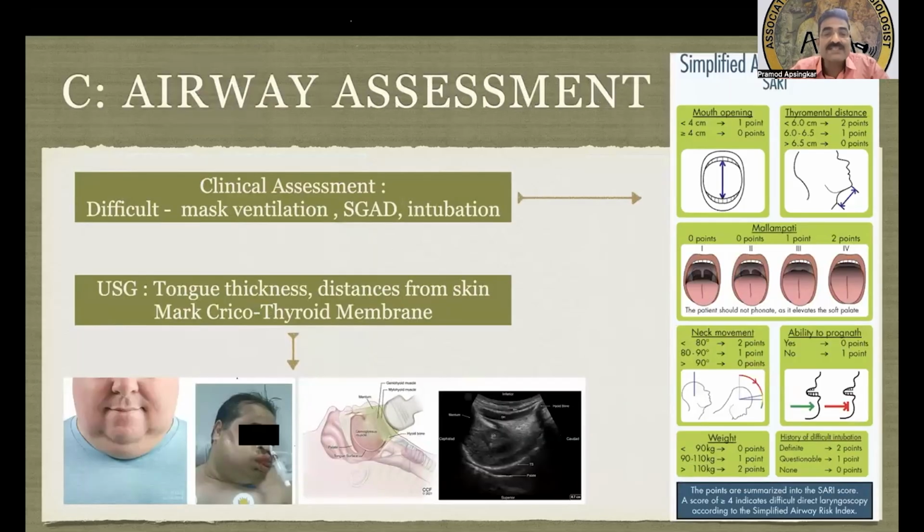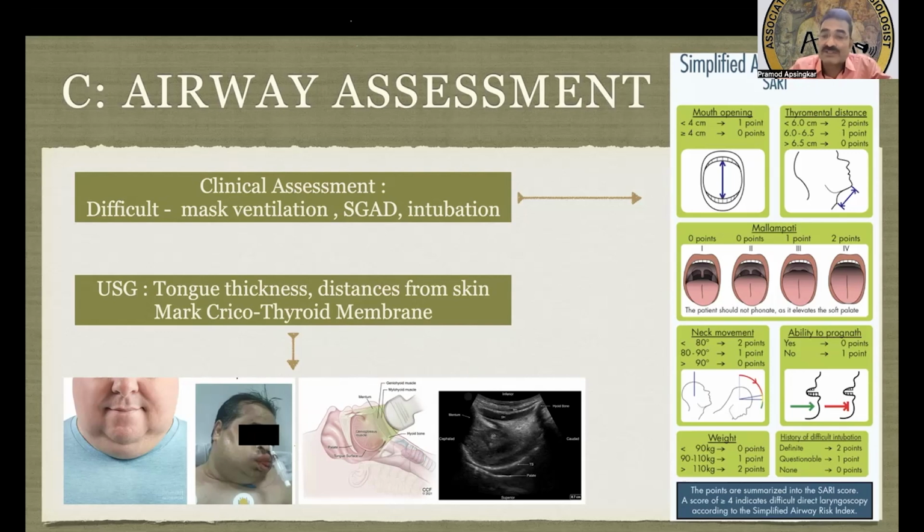We have to assess the airway, because any obese patient should be considered a difficult airway. So the clinical assessment is, as usual, the very simple airway risk index, that is SARI. We have to assess mouth opening if it is less than 4 centimeters, thyromental distance less than 6 centimeters, Mallampati grading 4, 5, reduced neck movement, reduced prognathism, weight more than 110, and history of difficult ventilation. So these patients are considered high risk for either bag mask ventilation or intubation.